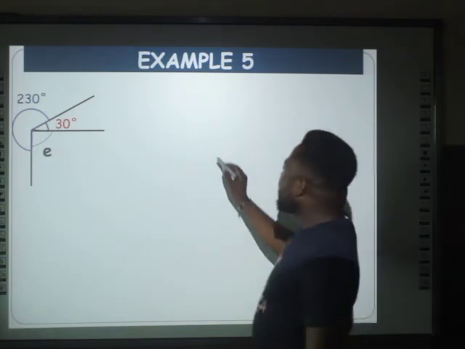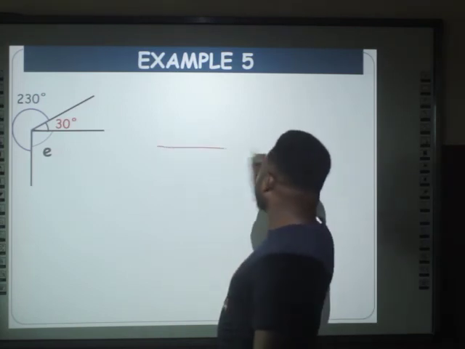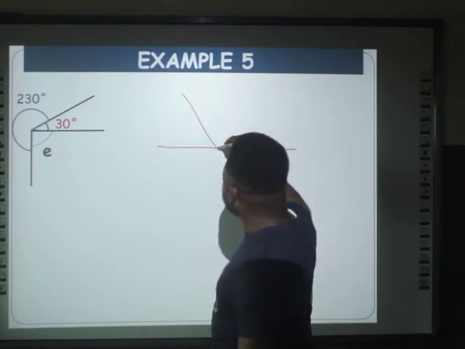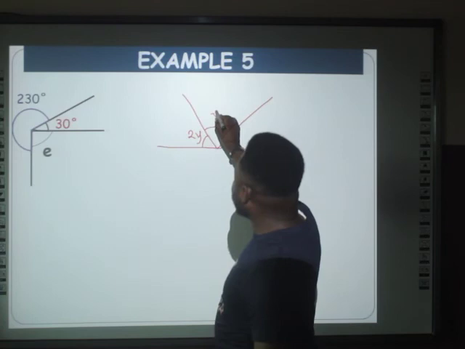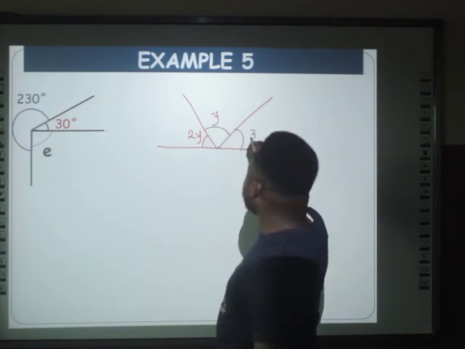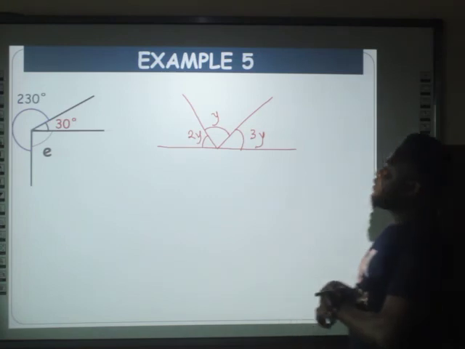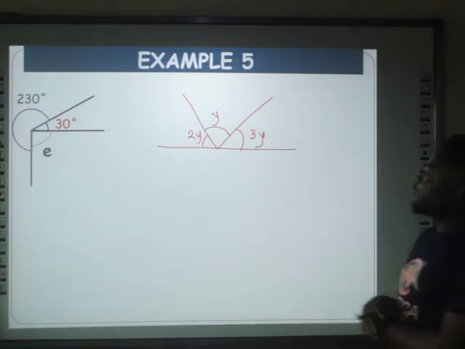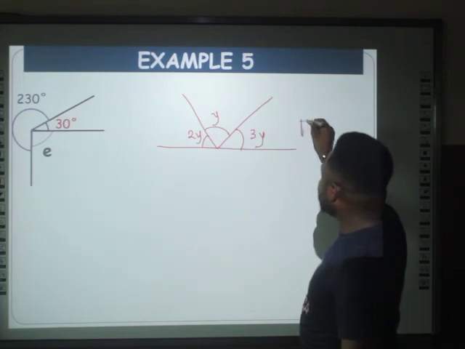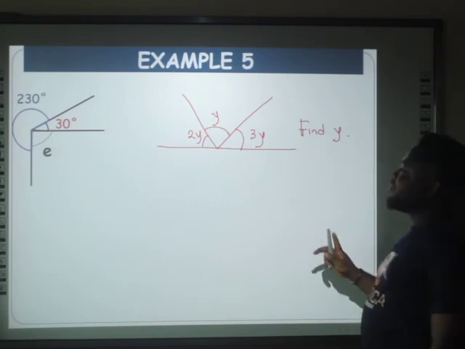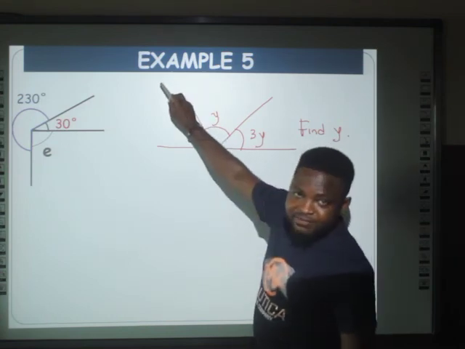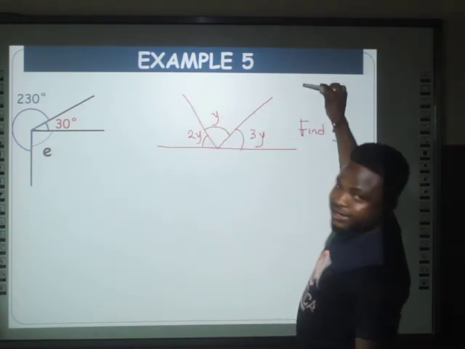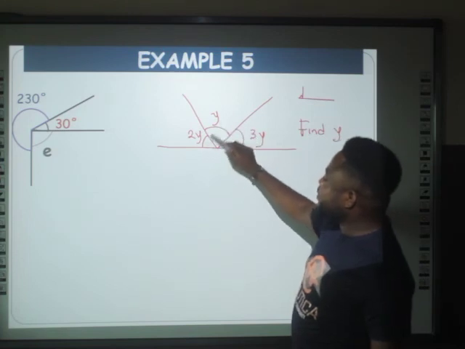Now, how can you solve this kind of problem? We have something that looks like this. This is 2y. This is y. This is 3y. Okay? Here we're told to find y. The first thing you must observe is that you have a straight line. A line was projected to the left, another was projected to the right, forming 3 angles, 1, 2, 3.